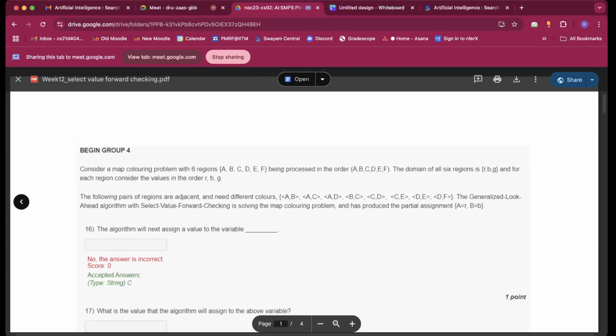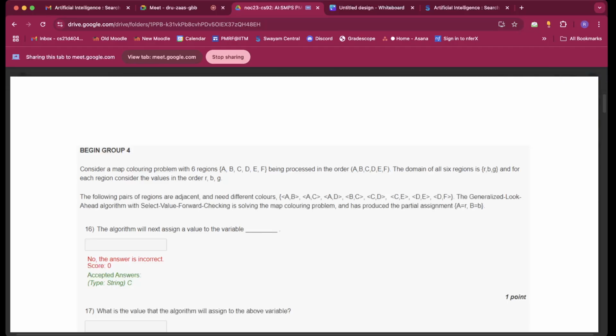So consider a map coloring problem with 6 regions A, B, C, D, E and F. These are the 6 different regions given to us in a map, and we are also given the order in which these regions will be processed. What we have to do is assign colors to each of these six regions, and the domain of the colors is RBG, which stands for red, blue and green.